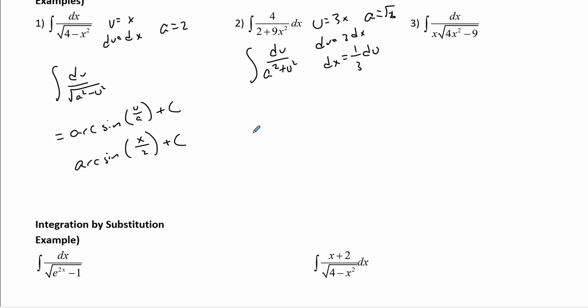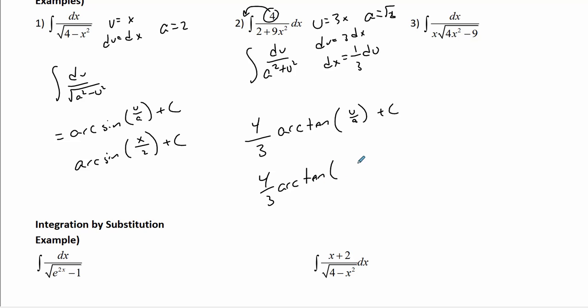Let's do it now. The 4 gets pulled out, over 3, that was the 1/3 that I pulled out, times the arc tangent of u over a plus c. So I get 4/3 times the arc tangent of u, which is 3x, over a, which is the square root of 2, plus c. Okay.